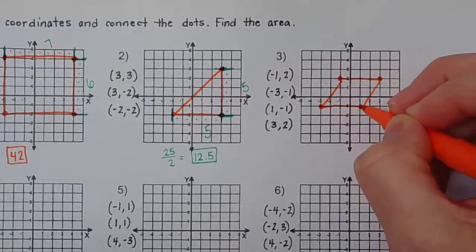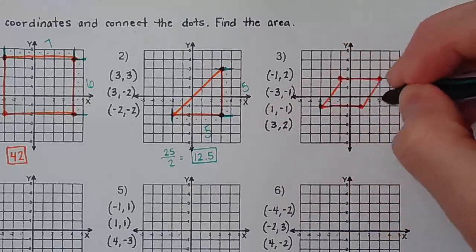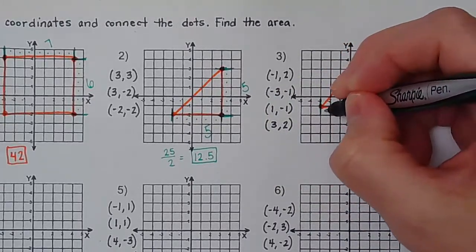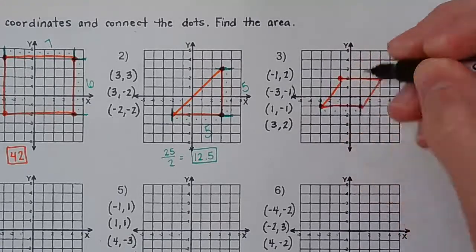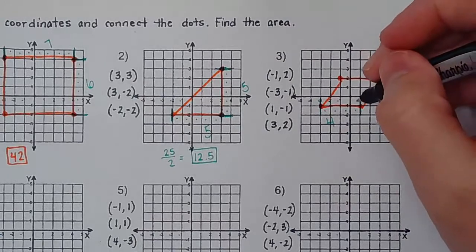Okay, so once again, don't let these slanted lines confuse you. You don't have any halves. We're going to count every unit as a whole. So my base from this line to this line. Okay? 1, 2, 3, 4. My base is 4. Now, how tall is my parallelogram?